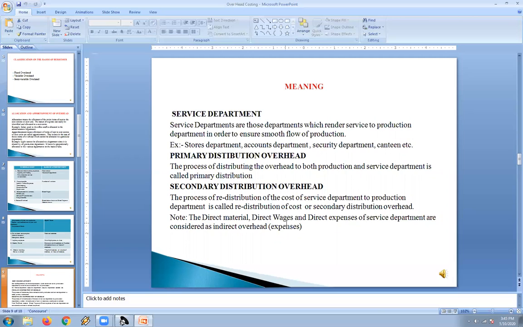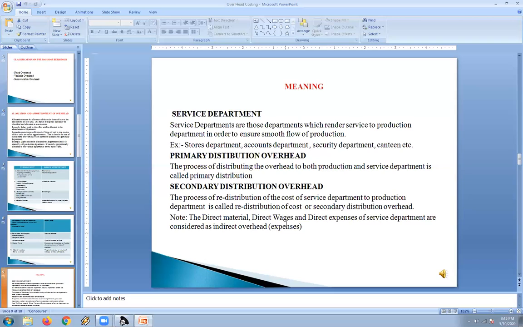In the distribution of overheads, we are going to calculate in two methods. One is the primary distribution of overheads, and the second one is the secondary distribution of overheads. In the primary distribution of overheads, the expenses are apportioned to all production and service departments. It is nothing but the process of distributing the overhead to both production and service departments.